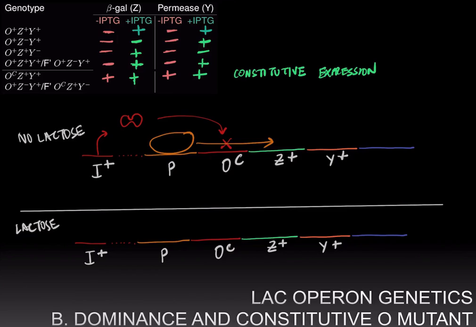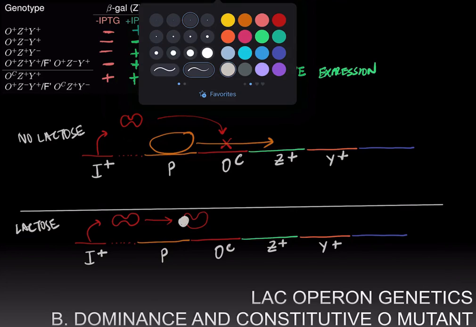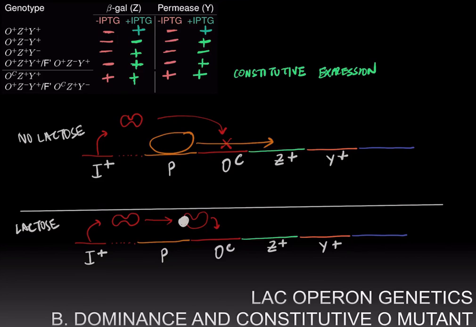And if you do have lactose available in the cell, then as before, this repressor is going to bind to IPTG or allolactose, change shape, and not be able to bind the operator site. And in this case, there are two reasons why the allosterically induced repressor can't bind the operator.